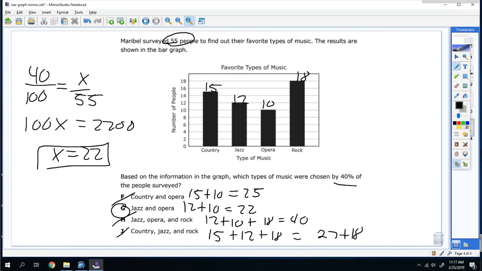Now, a lot of people would have chosen H because it adds up to 40, but that's 40 people. I wanted 40%. So that's the reason why the answer is G.